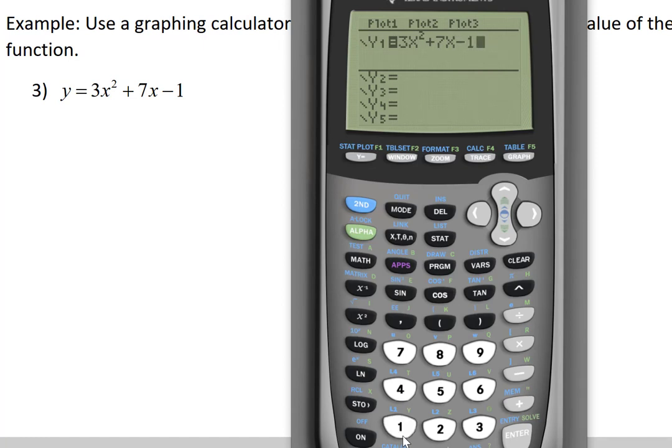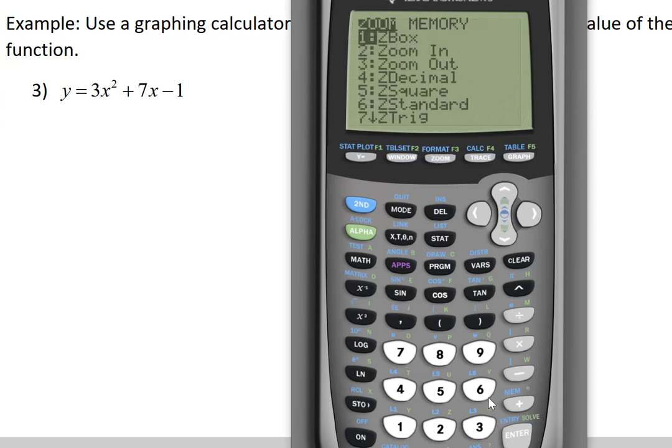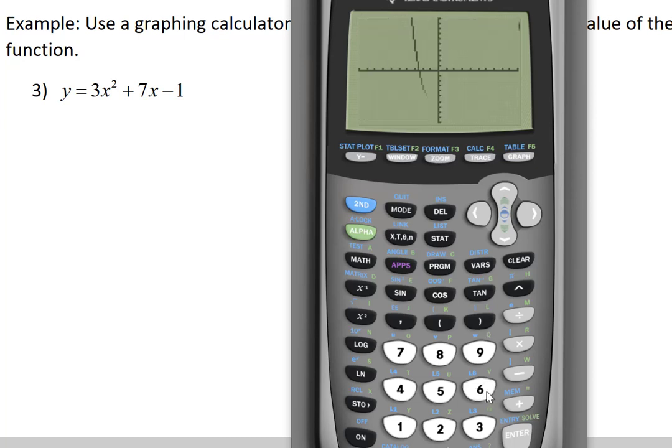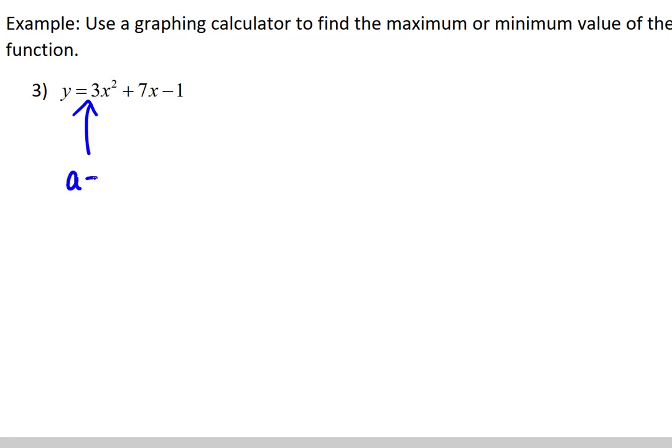Once we type our function in, we want to go look at it in the graph. Now, we don't know exactly how our window is going to be for this yet, so let's just do a standard, maybe a zoom 6 to get a nice standard window that's zoomed out a little bit, and make sure we can see what we're expecting in the picture. Notice in our function, the a value, the leading coefficient, is 3. Of course, that means a is positive, which means the graph is opening upward, which is exactly what we're seeing in our calculator. Of course, that means we're expecting a minimum value where the vertex is at the bottom of the graph.